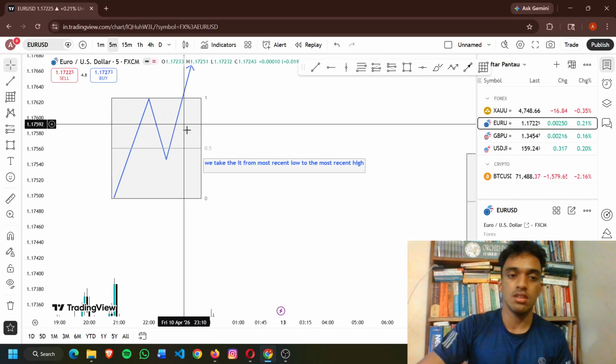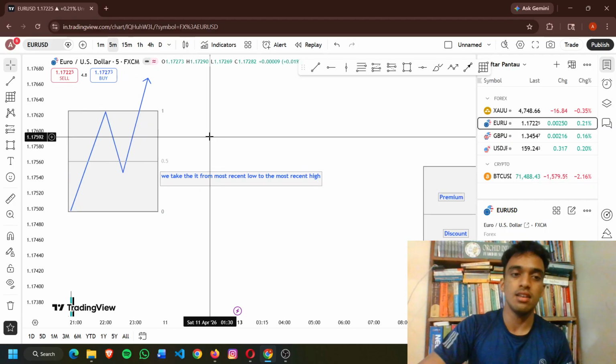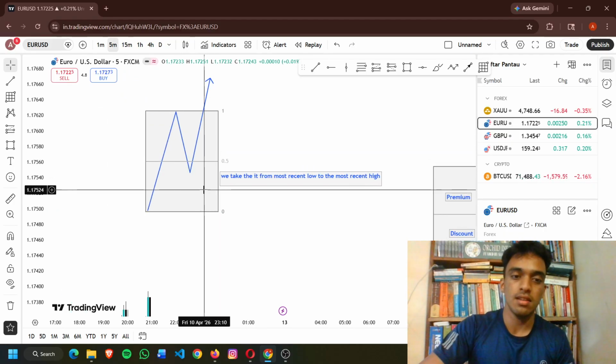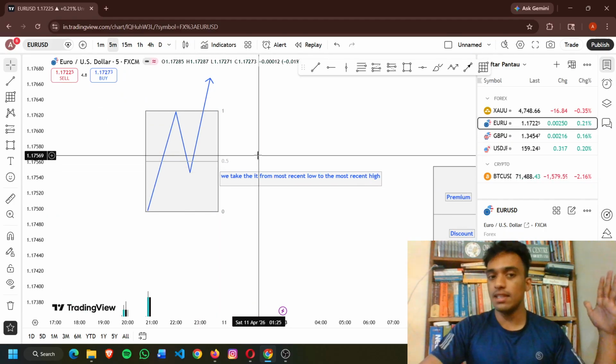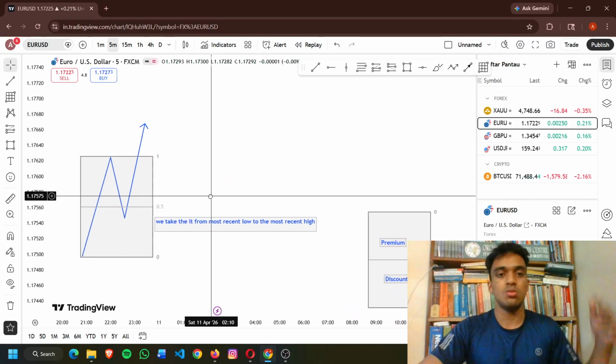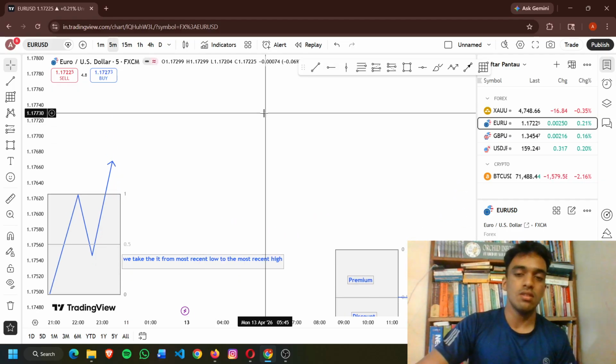Okay, so this is what a premium and a discount is. So this is premium and this is discount. So this is basically equilibrium. That's all there is to it. That's all there is to it, guys.